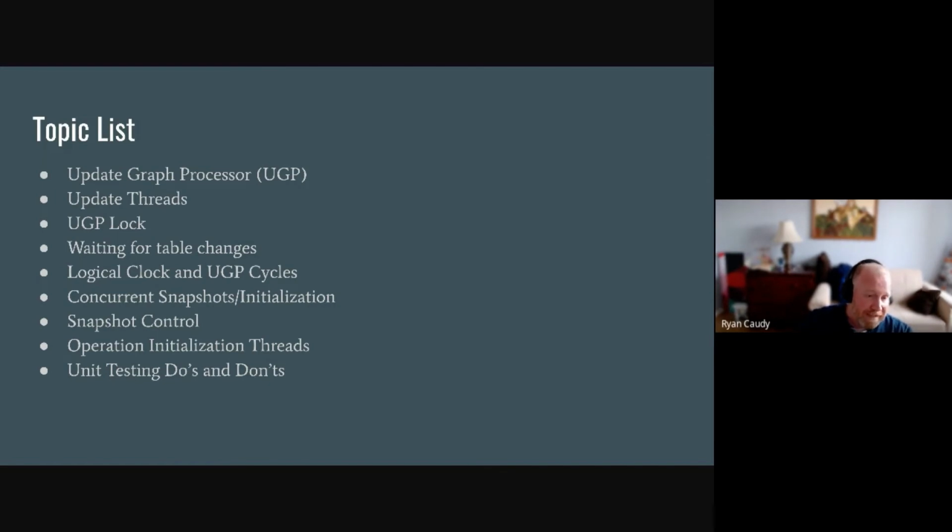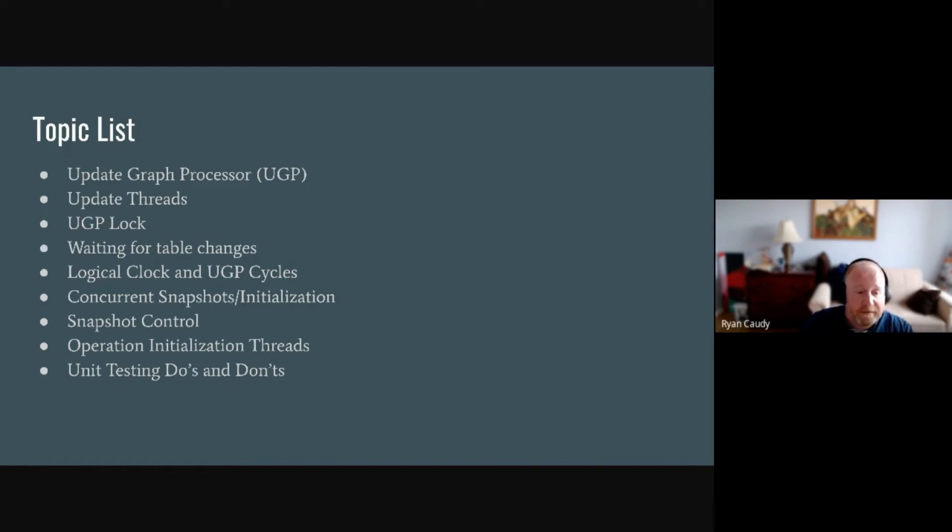All right. Let's talk a little bit about how and why that is used. The engine supports the idea of concurrent snapshotting of data or concurrent initialization of table operations, right? And the key here is you can read data optimistically without acquiring the update graph processor's lock, as long as you're willing to verify that you read that data consistently and throw it away if you can't prove it, right?